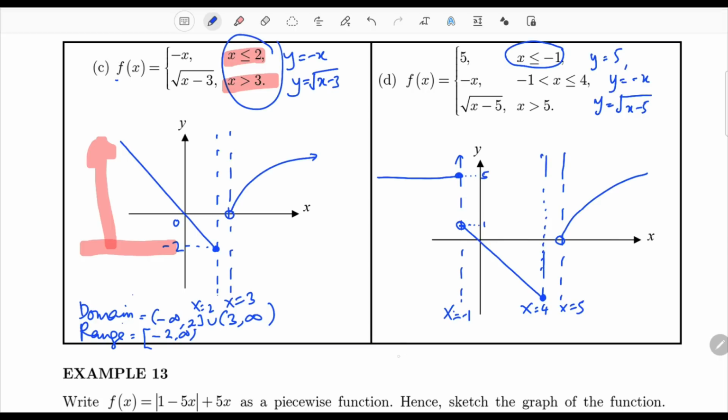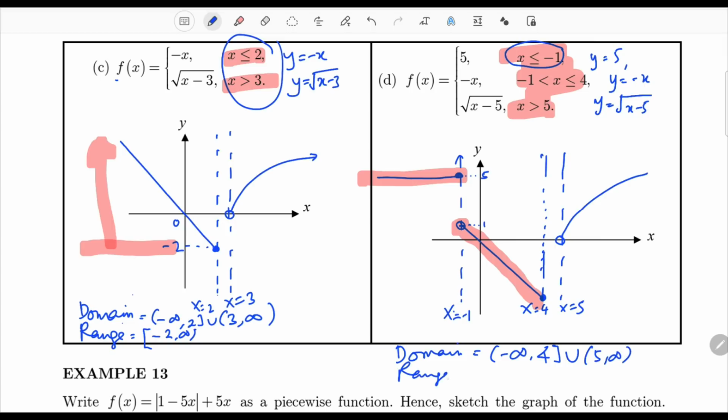Okay, alright then. So domain will be referring to this. So negative infinity to negative 1. Okay, from here, continue with this up to 4. So up to 4, shaded circle. So that will be half open interval, union from 5 to infinity.